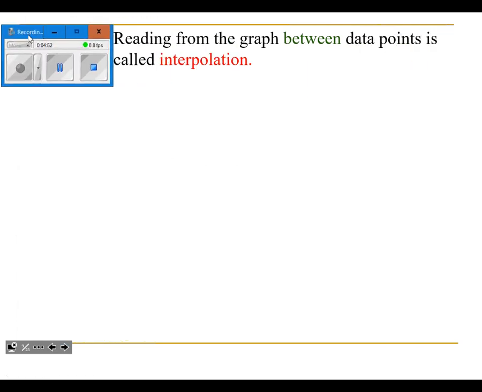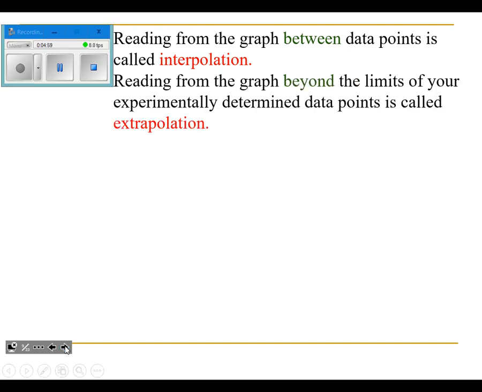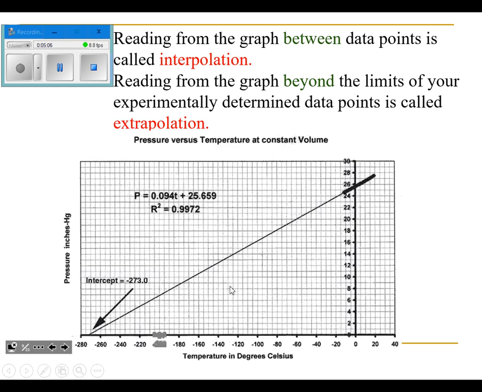Now, we talked about some vocabulary words in class. Reading from a graph between the points would be interpolation, and reading from the graph beyond the experimental data points would be extrapolation. So if we read in between this -20 and this 270-ish, then we would be interpolating. But if we read something that was over here in 40, that would be extrapolating. Or if we read something over here in -180, that would be extrapolating.